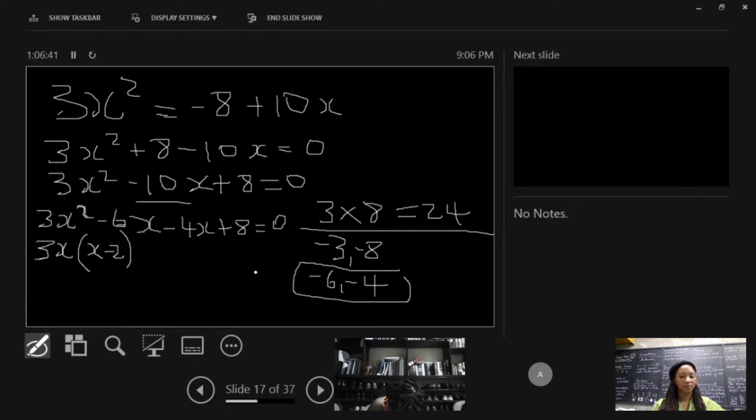And with the negative 4x and 8, negative 4 is common. So negative 4 into negative 4x gives x positive. Negative 4 into 8 gives negative 2. Equals 0.